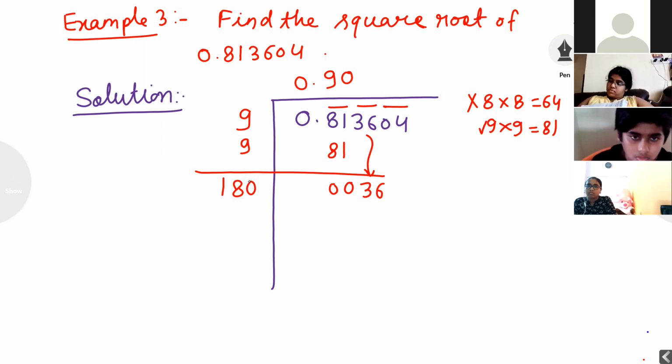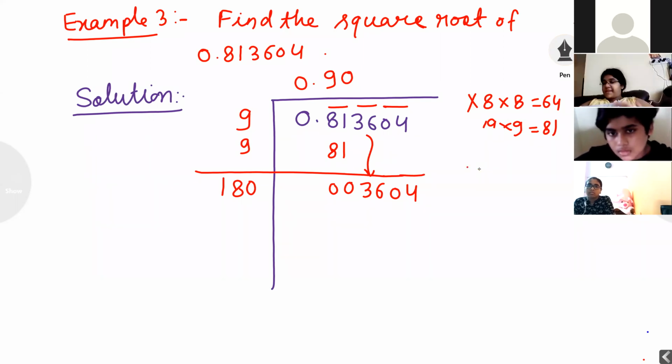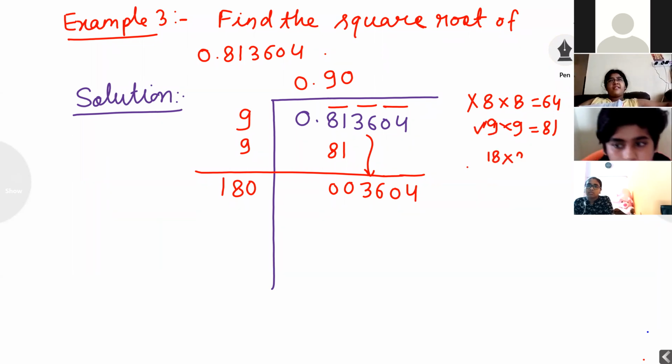Then I can write here again the next two digits, 0 4, because already I have kept a 0. Now in this number, in 18, which number I want to multiply, that number will be less than or equal to 36. Suppose I want to take 18 into 2. 18 into 2, 36. 18 into 3, 54.